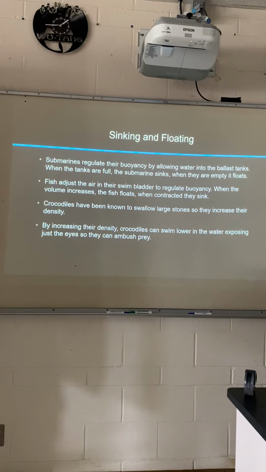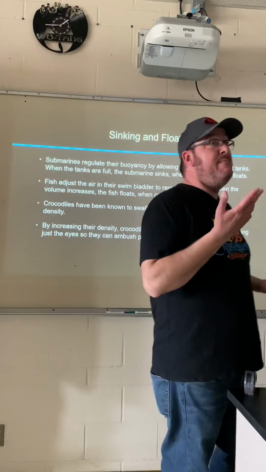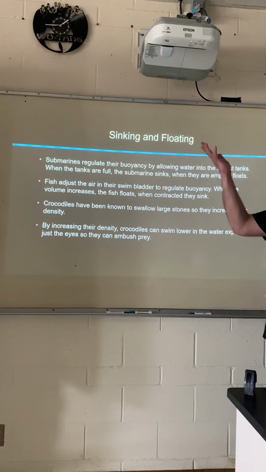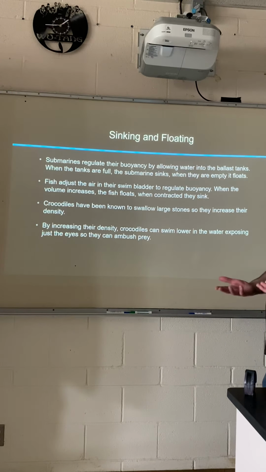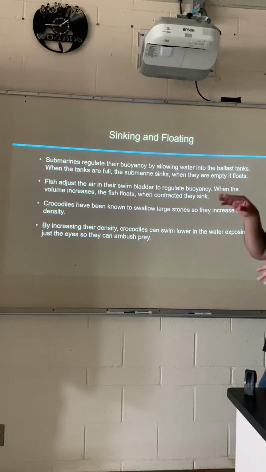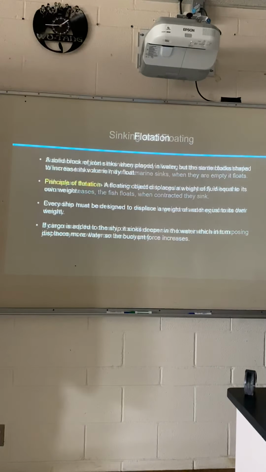Fish, a lot of times, use a swim bladder. So if you think back to biology, these guys can adjust the amount of gases within that swim bladder to allow them to float, sink, or remain constant in the water. And things like crocodiles and alligators, sometimes these guys will eat large stones, and by doing so, they increase their overall density, making them sink in the water. And if they can get just right, their eyes are the only things that appear above the water, which makes these guys great ambush hunters.